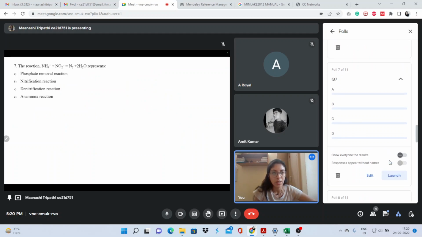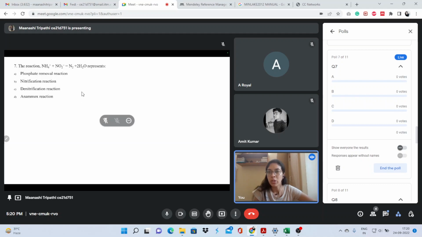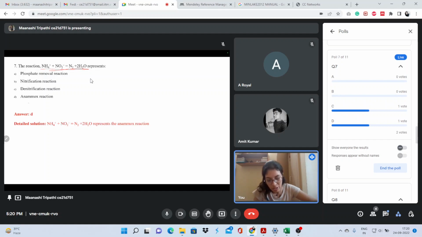The next question is, this is a reaction and we want to know what this reaction is representing. Phosphate removal, nitrification, denitrification or anammox? Try to answer this question. This reaction is very important. Okay, since both of you have answered, we'll see the solution. The answer is D, anammox reaction.